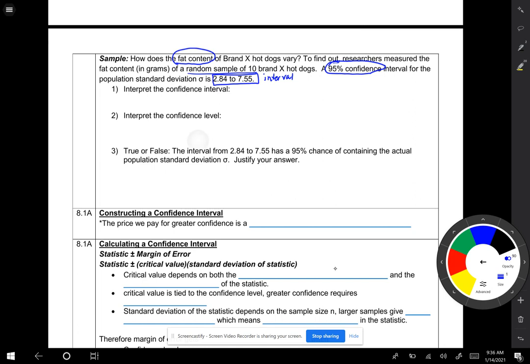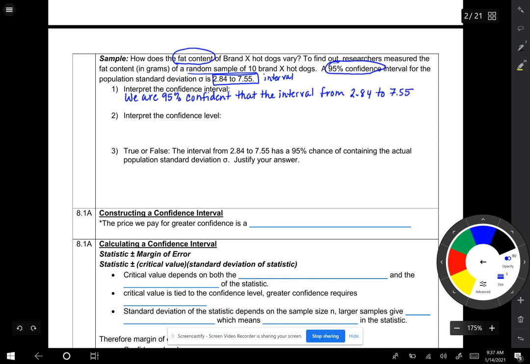So going back to the first page, we are 95% confident that the interval from 2.84 to 7.55 captures, and you don't just say the true parameter, tell what the parameter is. So in this case, captures the actual or the true standard deviation of the fat content of brand X hot dogs.